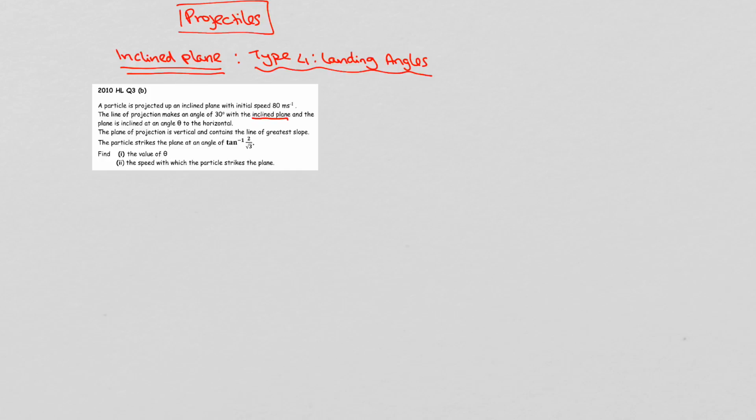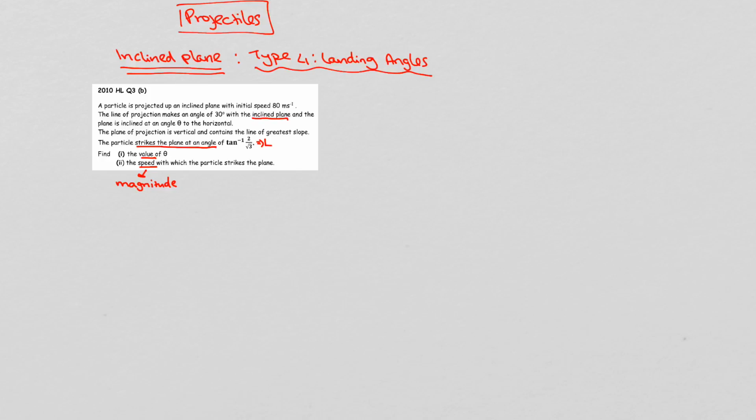This time we're also told that the particle strikes the plane at an angle of tan inverse of 2 over root 3. In other words, this is the landing angle. Now we're asked to find the value of theta and then the speed at which the particle strikes the plane. So value means we want a decimal answer, and speed is going to represent the magnitude. So be careful with that. It's not the velocity we're looking for, it's the speed, which means we need the magnitude, which means we need Vx and Vy on landing.